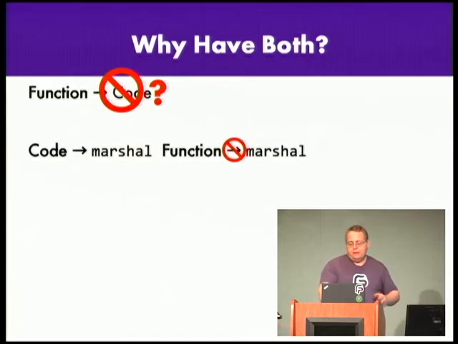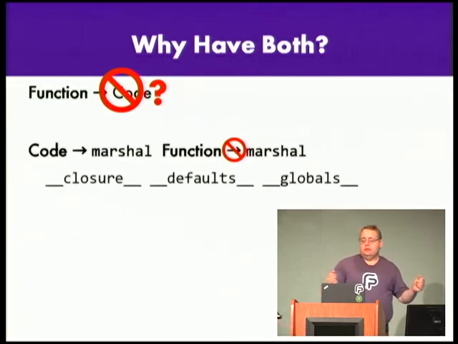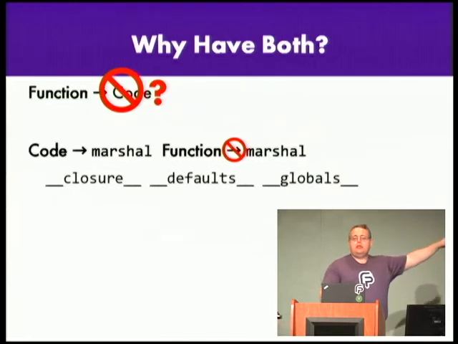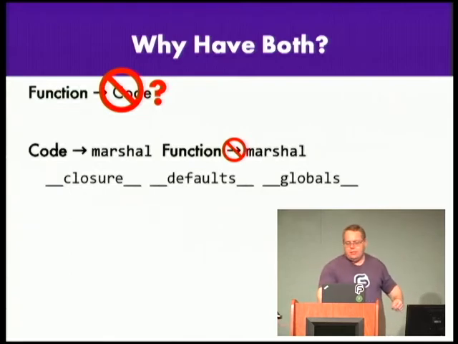Function objects cannot be marshalable because they contain references to some data that may not be marshalable and may not even be pickleable. It contains all sorts of wild and woolly objects. The closure object, any of these could contain arbitrary Python objects. I didn't have space, but there's also KW defaults for keyword arguments. But that's not actually the reason why we have functions and code objects.